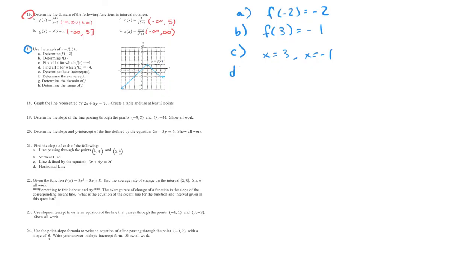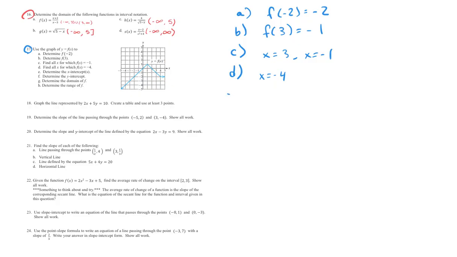D, find all x for which f of x is negative 4. Okay, so I come down here and look at negative 4. Well, the only time that our graph reaches negative 4 is this point right here, which is also at x equal to negative 4. And notice over here on this side, it's not extending this way. It stops and starts going this way. So f of 5, for example, is just going to be negative 2. So it's never going to reach negative 4 on this side here.